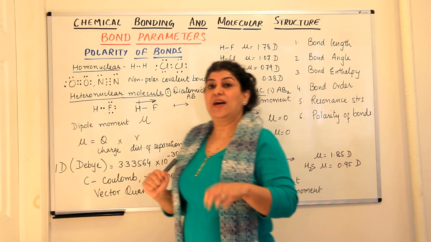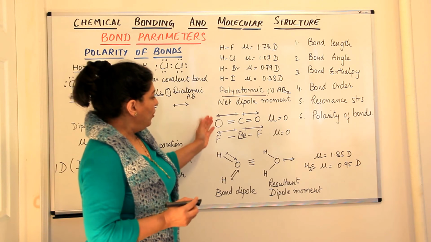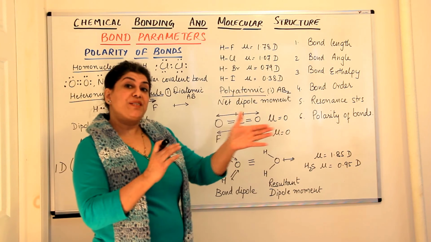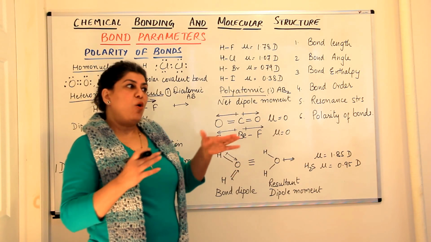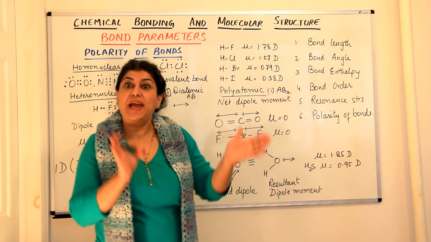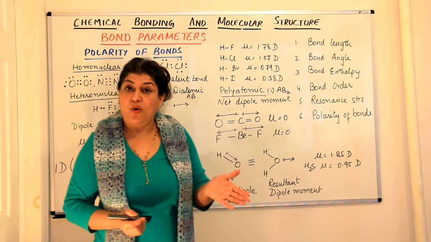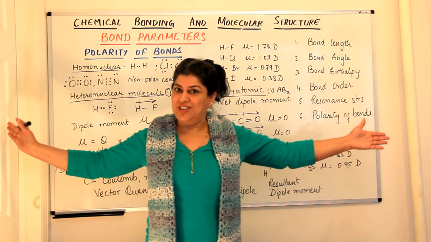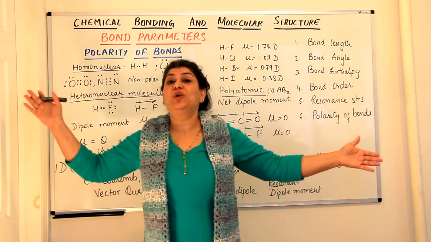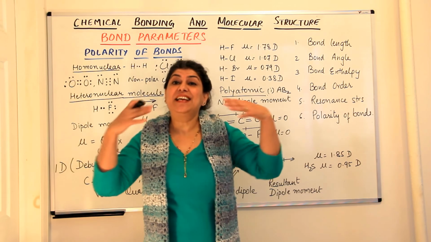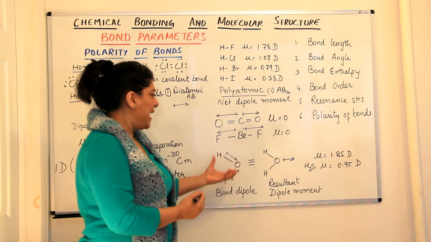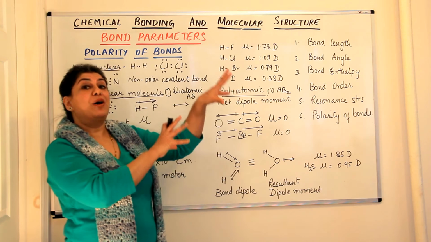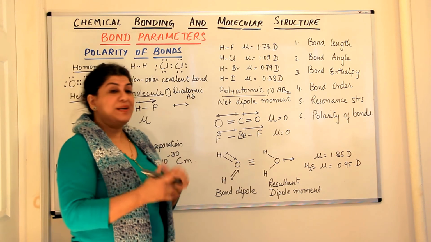Now you could have a polarity or a dipole in one particular bond, but there could be another bond present which is counteracting it, and although there are polar bonds, they may nullify each other's effect because dipole moment is a vector. If you have two dipoles in opposite directions, then each would cancel out the other. And in that case, the molecule, although it had bond dipoles, the net dipole moment of the molecule would come out to be 0. So what do you understand from this?